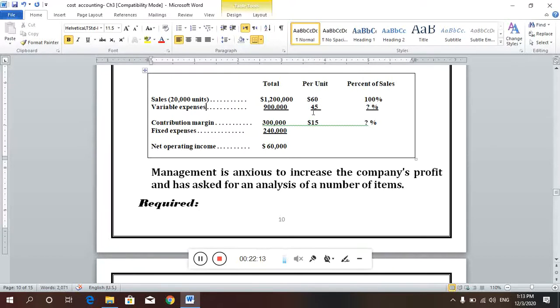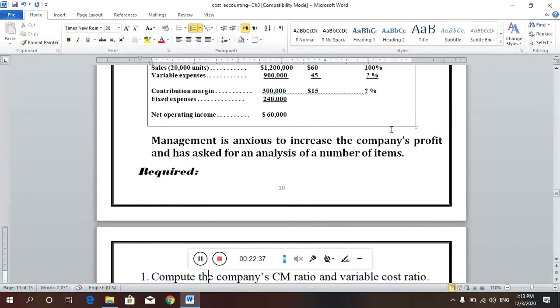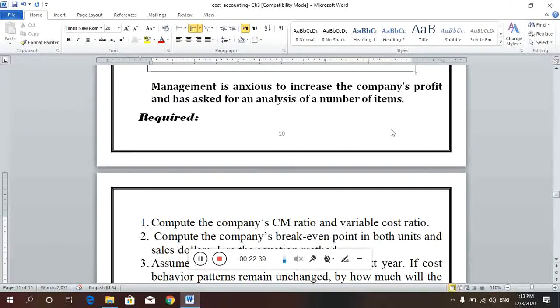the variable cost ratio, and also the contribution margin ratio. It will be required in number 1. So we will divide 45 by 60, which will be the variable costs ratio, and 15 divided by 60 will be the contribution margin ratio. And this is what is required in number 1: compute the company's contribution margin ratio and the variable costs ratio.